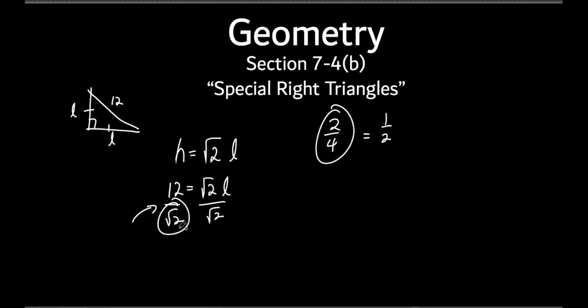All right, and I threw out the word yesterday. I did it very quickly. You probably don't remember it, but it's called rationalizing the denominator. So that basically just means you can't have a square root in the denominator. So let's come over here and show you what we can do to get rid of the square root.